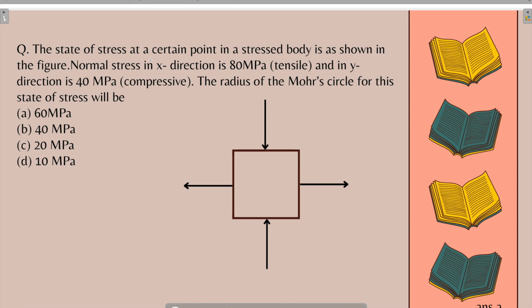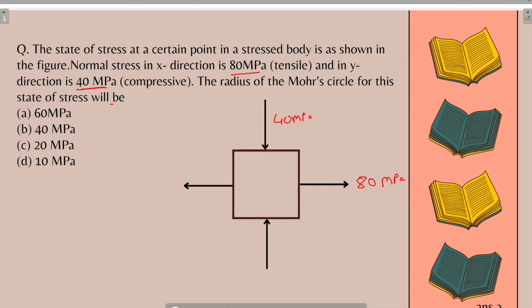The state of stress in a certain point in a stressed body is as shown in the figure. The normal stress in x direction is 80 MPa tensile, and in y direction it is 40 MPa compressive. The radius of the Mohr circle for this state of stress will be, so you just have to find the radius of the Mohr circle.